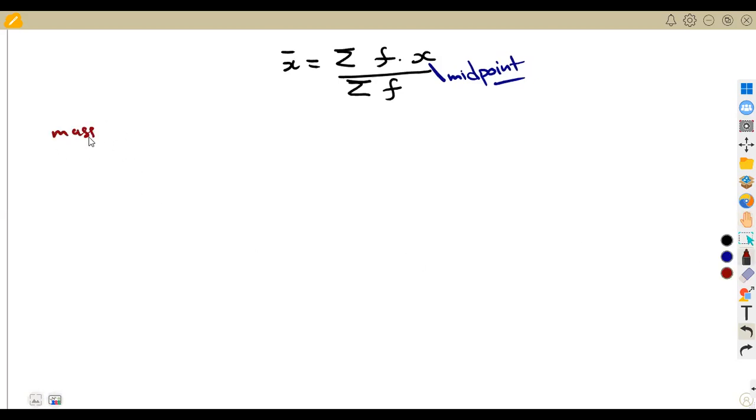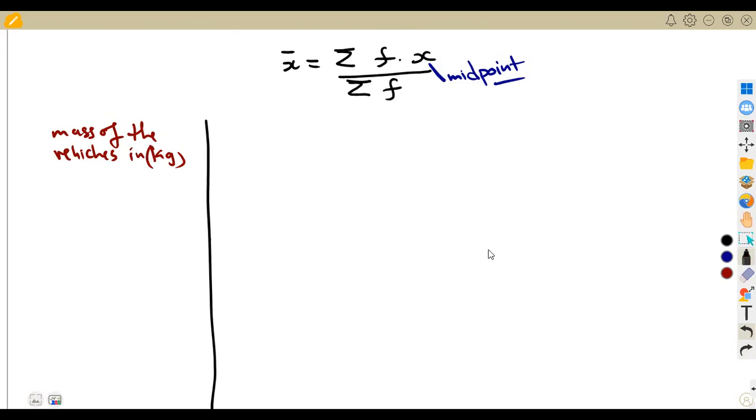So for the mass of the vehicles, in kilograms, all right? From this, we are going to need the frequency, the corresponding frequency. So I'm just going to use F for frequency. This is the table that you need to calculate the mean.